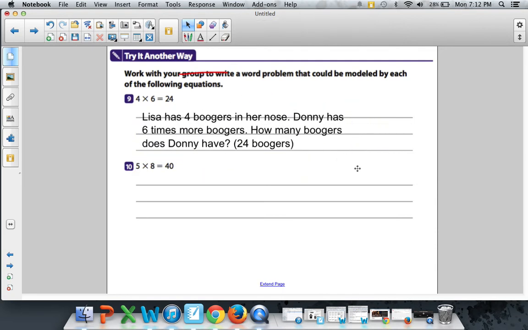All we did is take these numbers right here and made sure they were part of our word problem. We made sure the 4 was right there. We made sure the 6 times was right there. And we made sure that 24, you know, we asked a question for the answer.